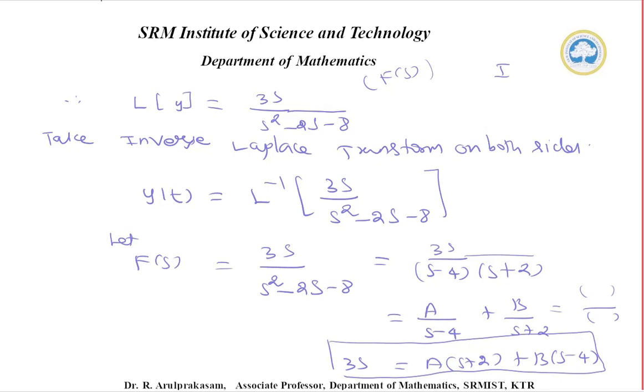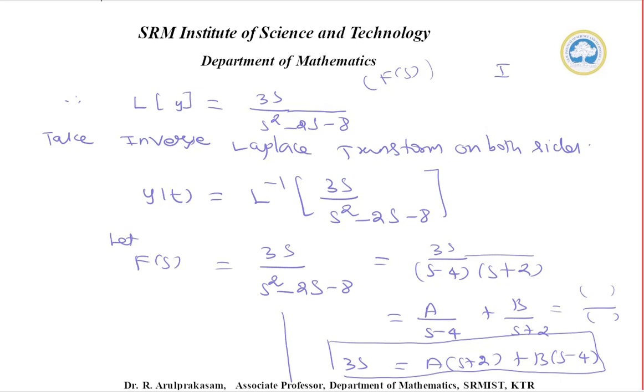I am getting the left hand side numerator 3s, and the right hand side numerator is nothing but a times s plus 2 plus b times s minus 4. How am I getting the a and b values? By using the substitution method. What is the substitution method? If you want the a value, I can put a suitable s value, I have to make the b term 0. So how can I choose the suitable s value?